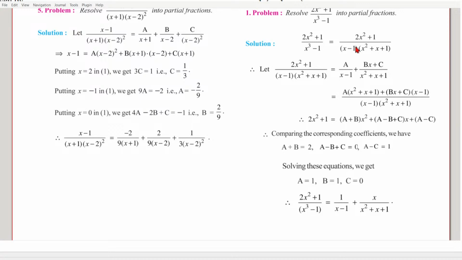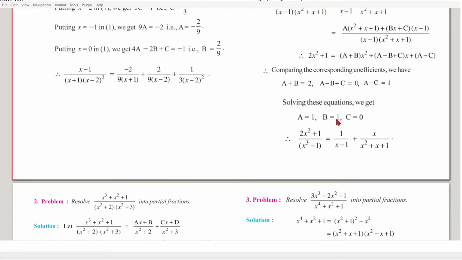Partial fractions means we want to write this as a sum of something plus something. That is the idea. This one we cannot directly integrate, but these are super easy to integrate. This numerator we will write as the derivative of the denominator plus some constant. And this becomes very easy.